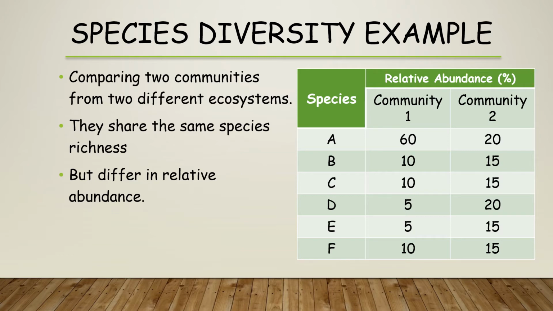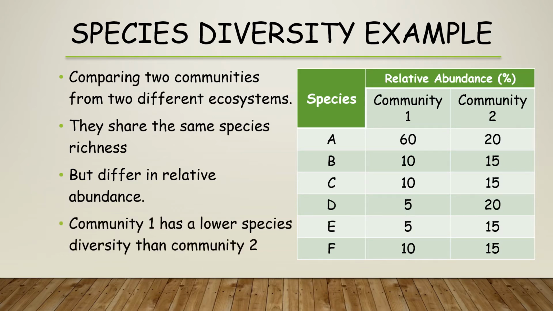means they can be easily lost from that ecosystem. And that would be a problem if that's a species that provides ecosystem services or a food source for other species within that community. So we will say that community 1 has a lower species diversity than community 2.